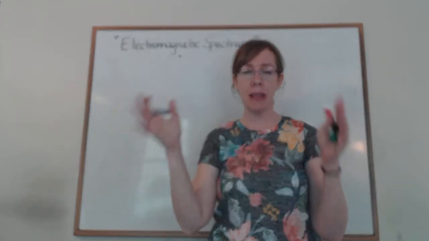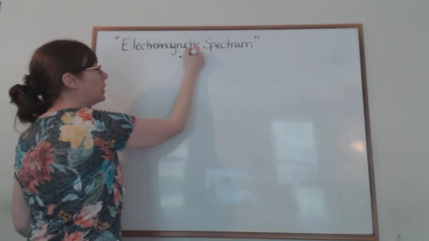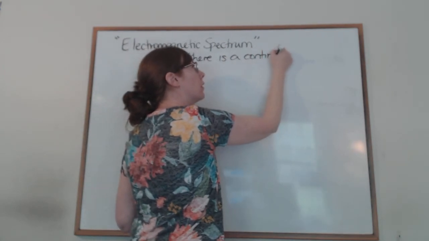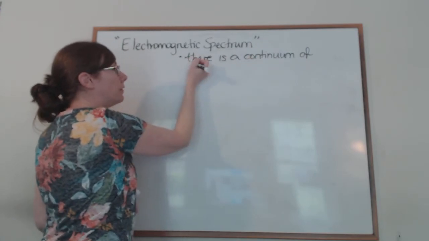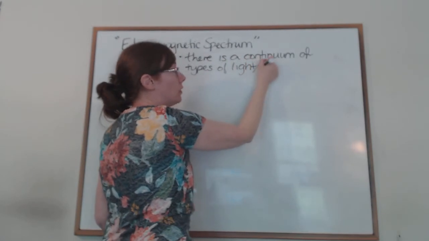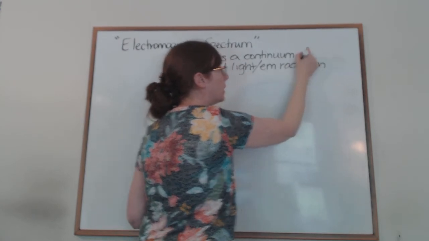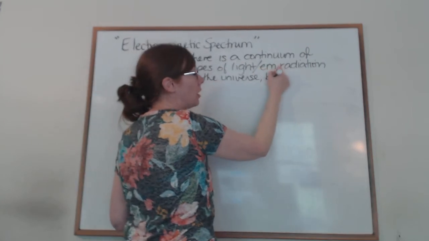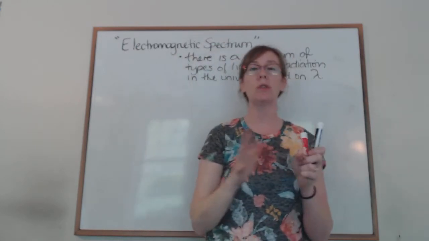And scientists like to give names to things. So when we talk about the electromagnetic spectrum, we're basically just acknowledging that there is a continuum of types of light, otherwise known as electromagnetic radiation, or EM radiation, in the universe, based on wavelengths. So really, like I said, there's long wavelengths, there's medium wavelengths, there's short.